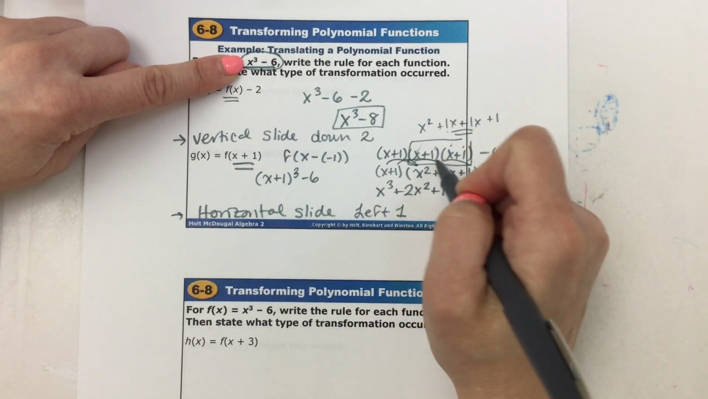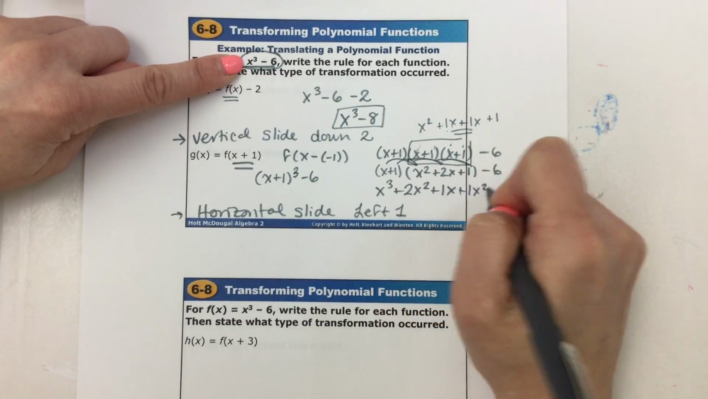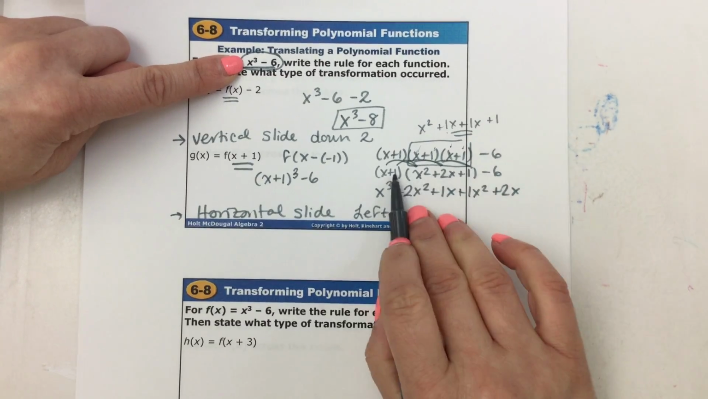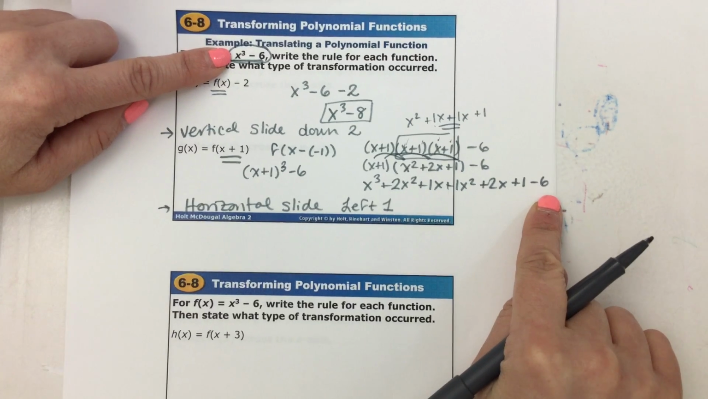Now what I need to do is multiply everything by 1. 1 times x squared is 1x squared. 1 times 2x is 2x. 1 times 1 is 1. Don't forget we have a minus 6 at the end.